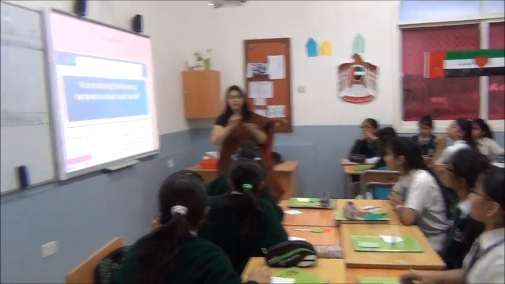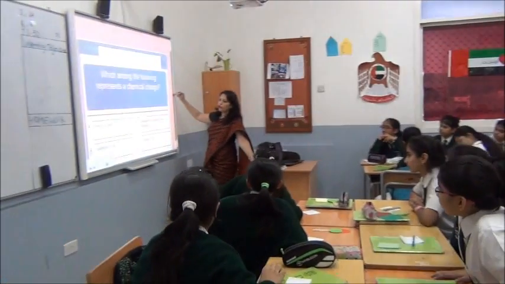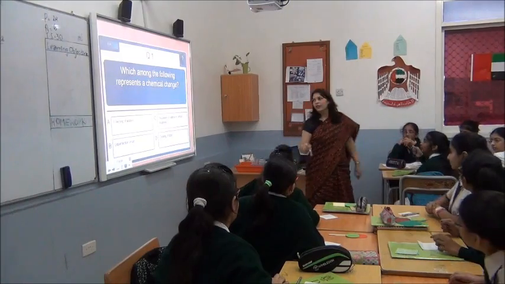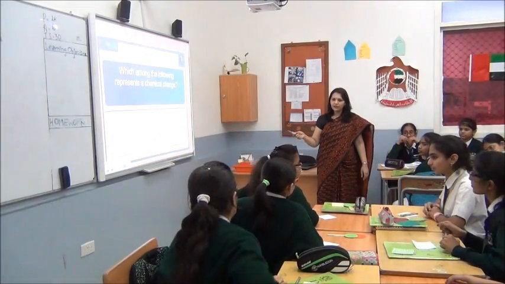I want all the members of this group to come here. Please, this group, this is group number A, C. Okay. Three groups, three children, please come here and solve this quiz.